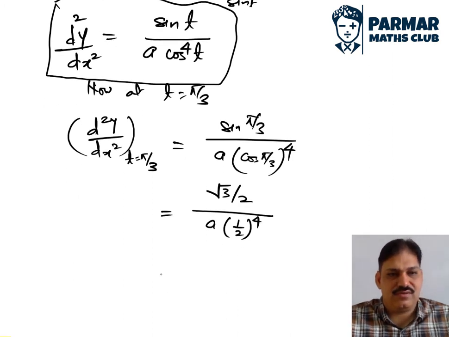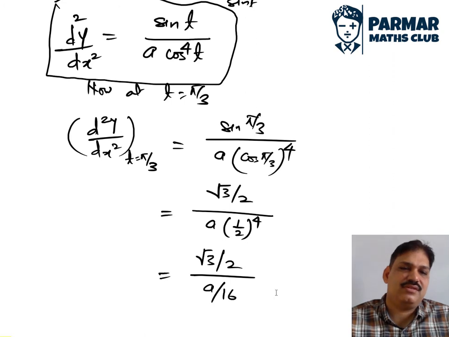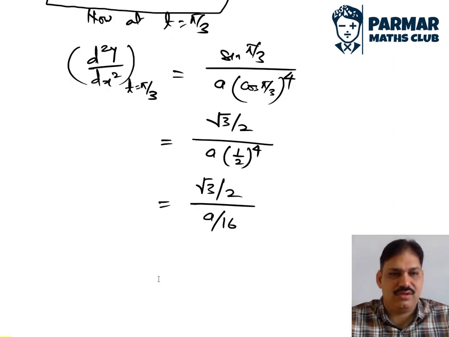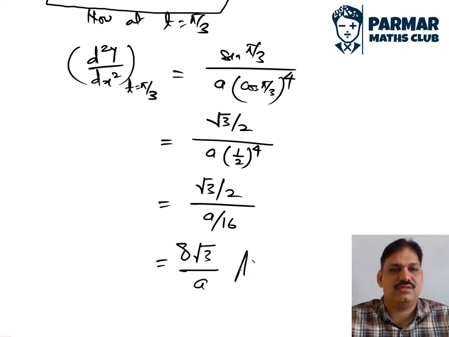If we try to solve it, we get root 3 by 2 upon a by 16. So that will give us 8 root 3 upon a. This is the answer, option C.